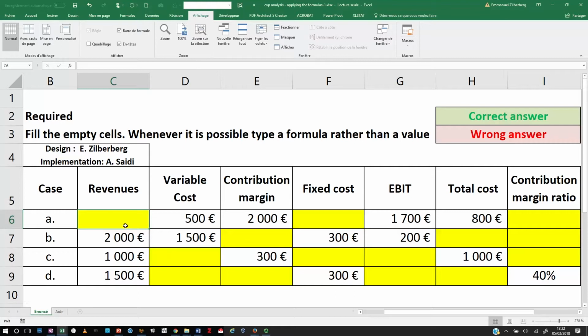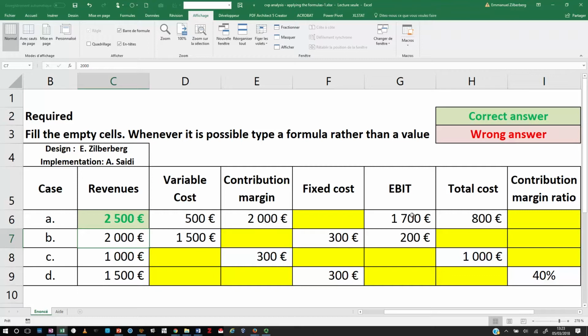So the first one, we know that the contribution margin, that's the revenues or the sales minus variable cost. So the revenues, that's the variable cost plus the contribution margin here. So it's 2,500. You stop me if you have any questions. In fact, since contribution margin is revenues minus variable cost, to get the revenues, I just add the contribution margin and the variable cost.